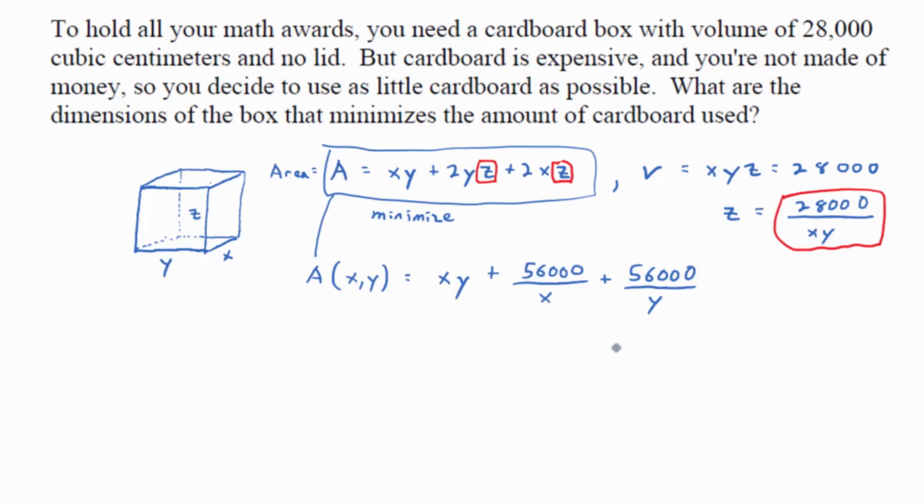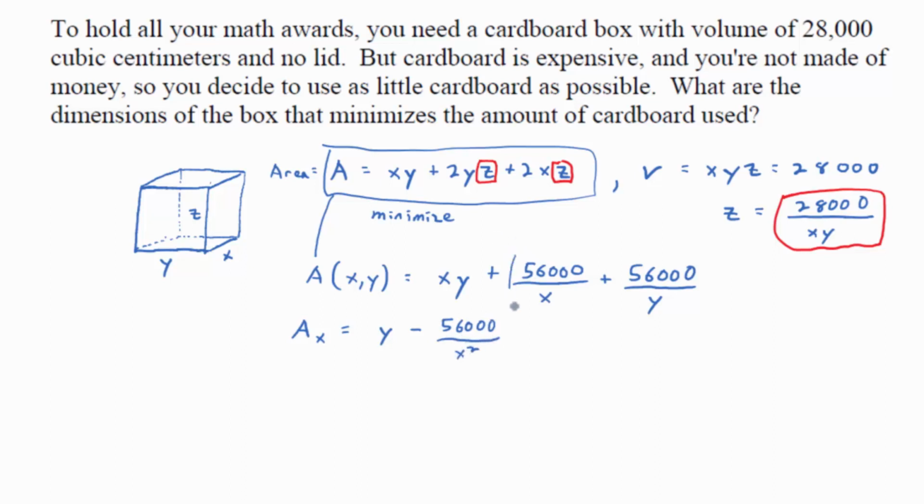We want to minimize it. What do we do? Partials. So the derivative of A with respect to x, leaving off the function notation, what would that be? Okay, so y minus 56,000 over x squared. Does everybody believe that?